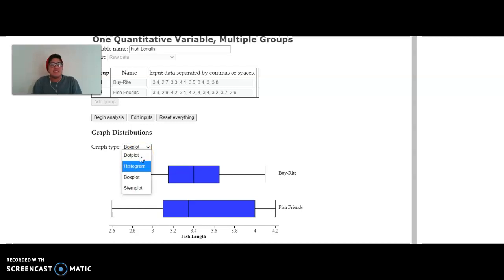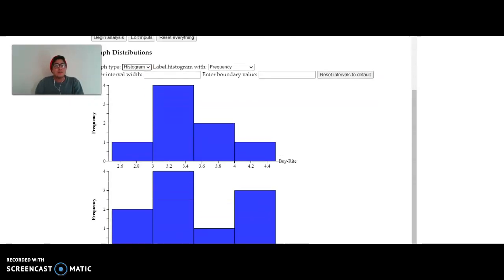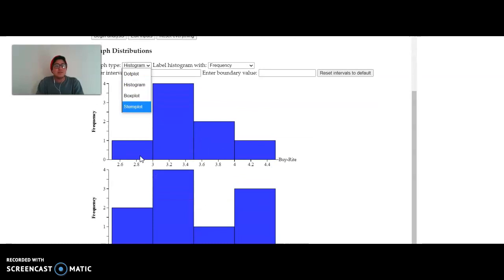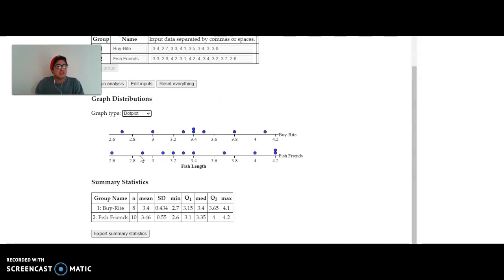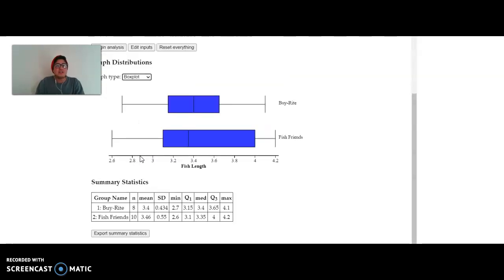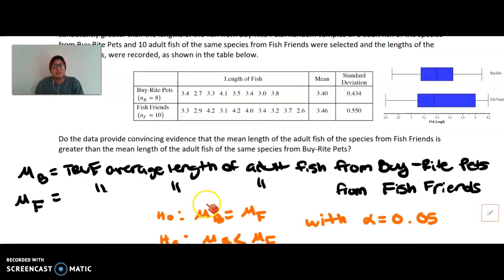But with StatsMedic, you can do box plots, you can do histograms, you can do a stem plot if you wanted to, or the dot plot, which I mentioned. But I went ahead and just took the snippet here for the box plots.